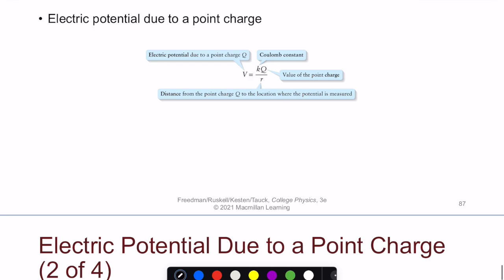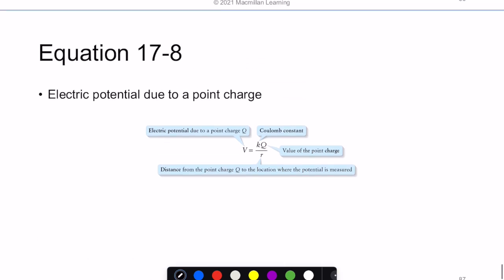Okay, so what you may notice about this is that the potential around a point charge is going to be constant at a particular radius, okay? The other thing you're going to notice is that the potential is going to be positive for positive charges and negative for negative charges.